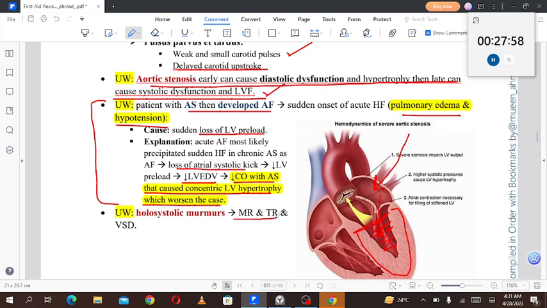There is mitral regurgitation, tricuspid regurgitation, and VSD, ventricular septal defect. So these are three conditions in which we find holosystolic murmur. So let me remove the clutter and we see what is written over here.